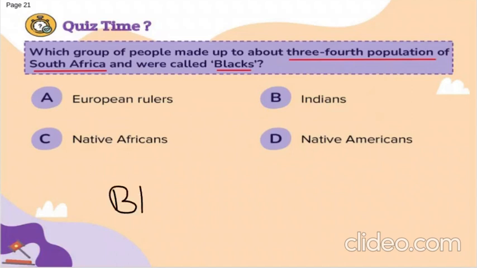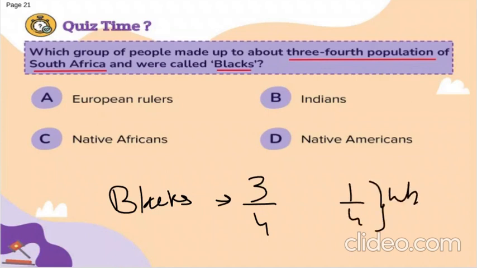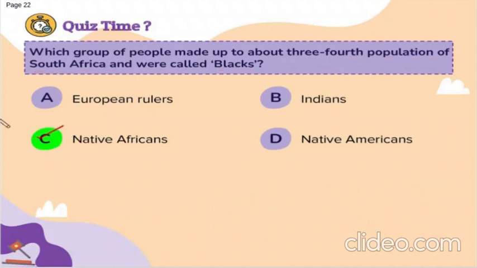So blacks, basically, they had the total composition of three-fourth of the country. The remaining one-fourth were the whites and the colored. Whites were the European traders. Colored were from India, correct, and blacks were the native Africans. We're talking about Africa only, right? So the native inhabitants of Africa were the blacks.